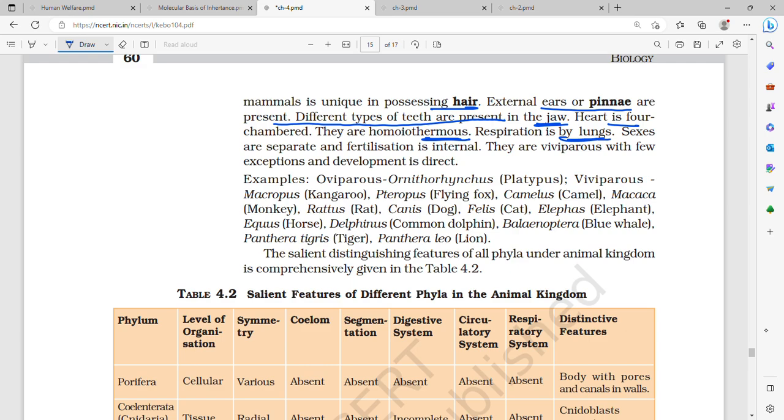Warm-blooded. Respiration is by lungs. Sexes are separate. Fertilization is internal. Viviparous with few exceptions, that is oviparous, the duck-billed platypus. Development is direct.